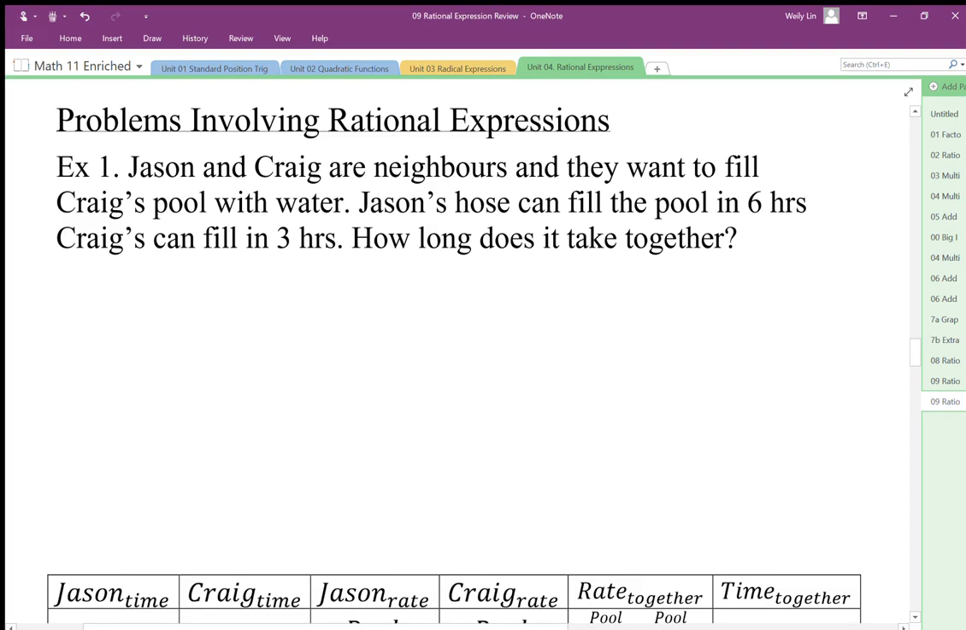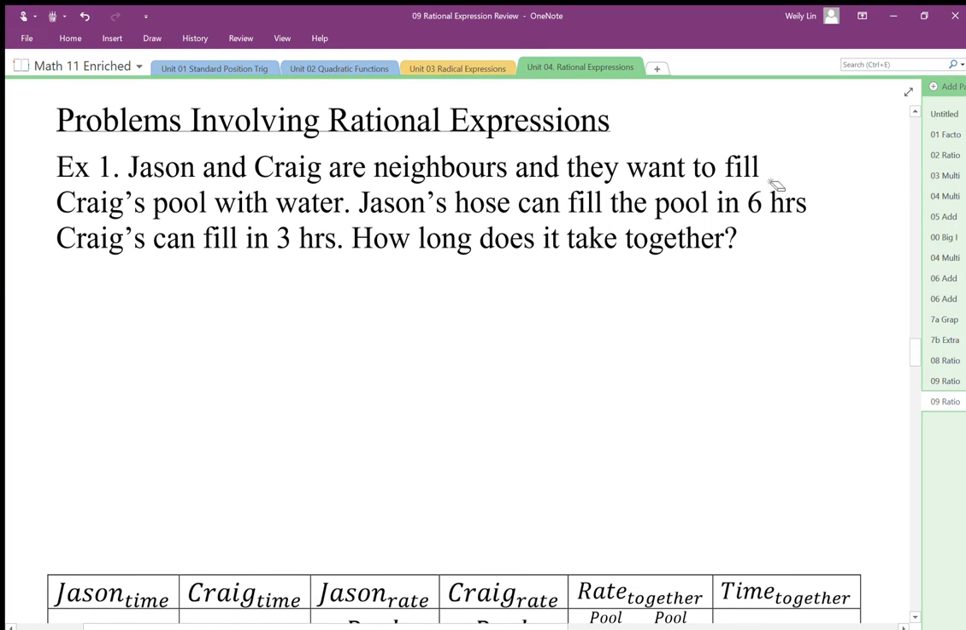Now, the rate that Jason's hose can fill the pool is one pool in 6 hours. And again, although it doesn't seem like it, this is a rate, one pool, 6 hours. Craig can fill one pool in 3 hours. So how long does it take for them to do this together?